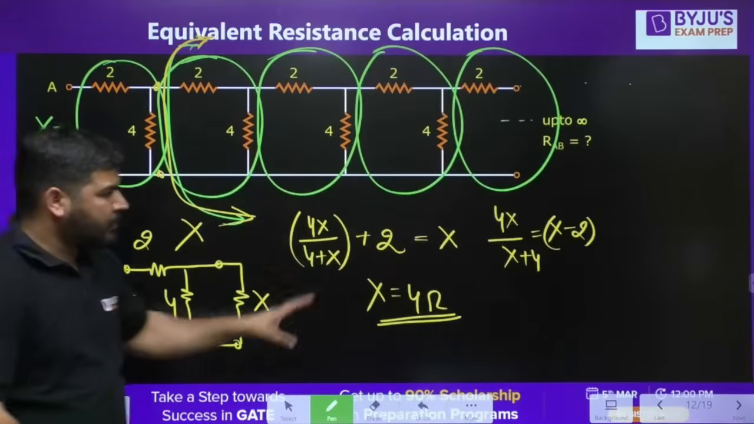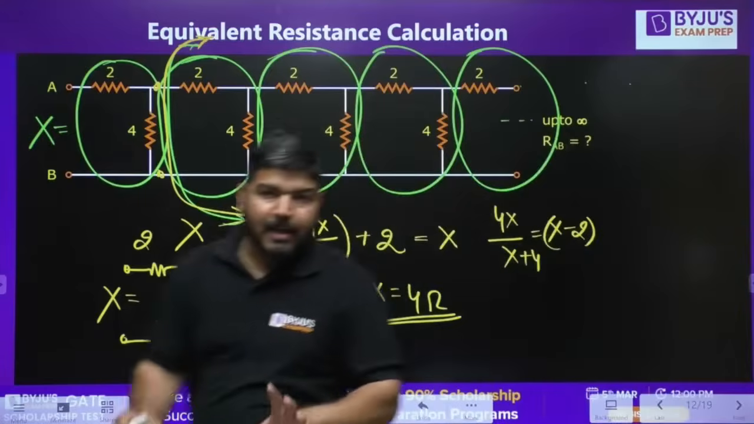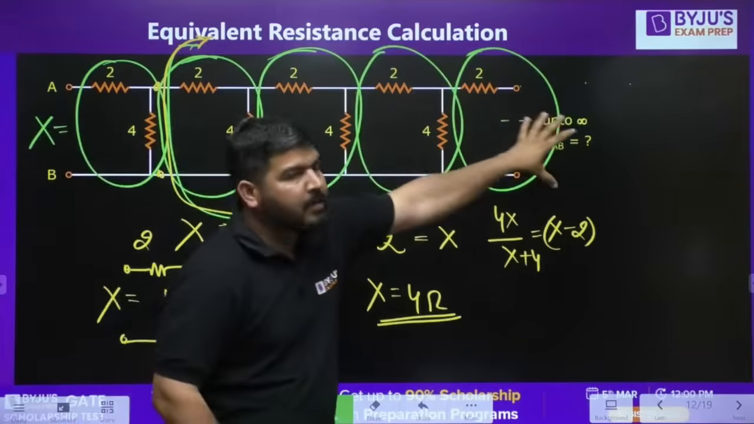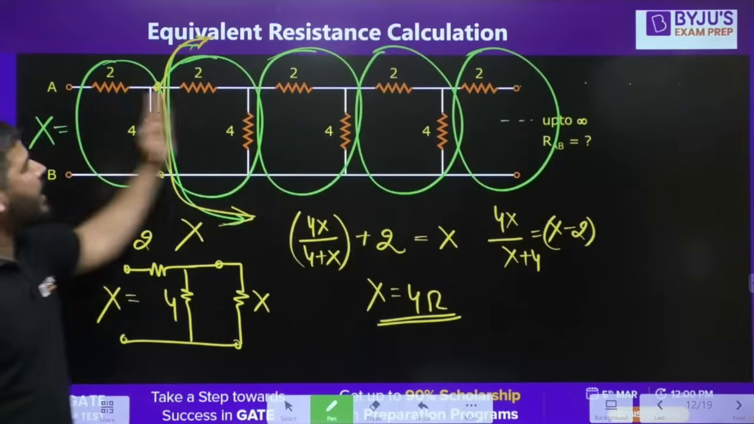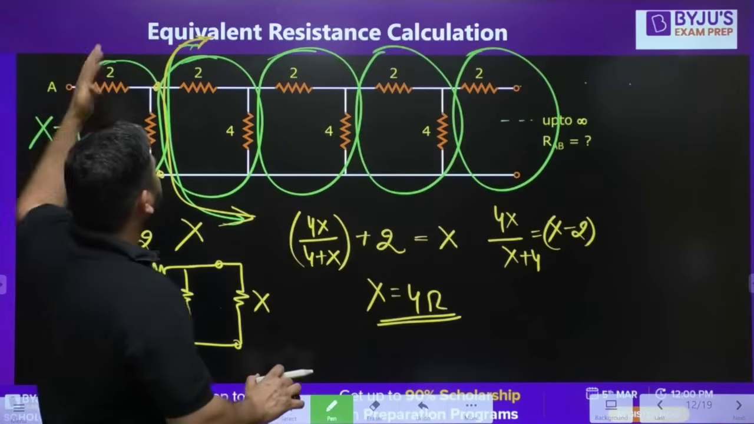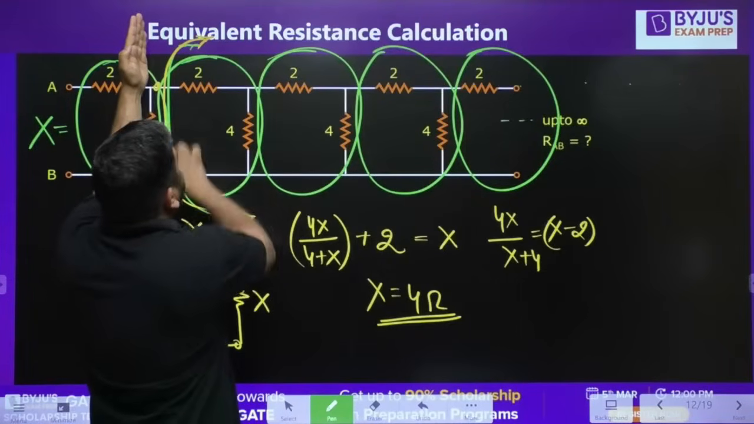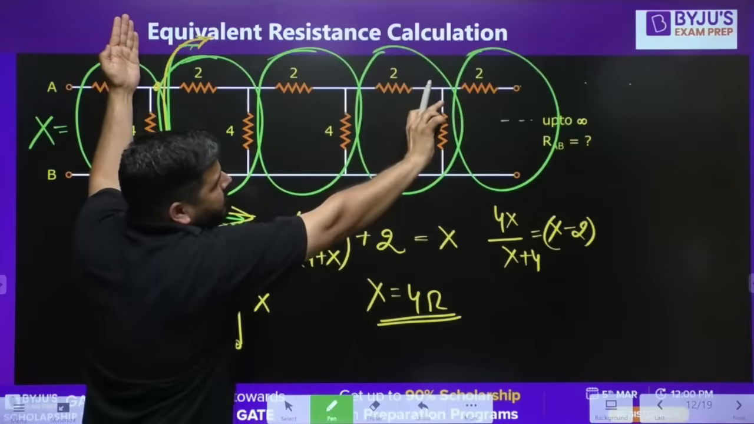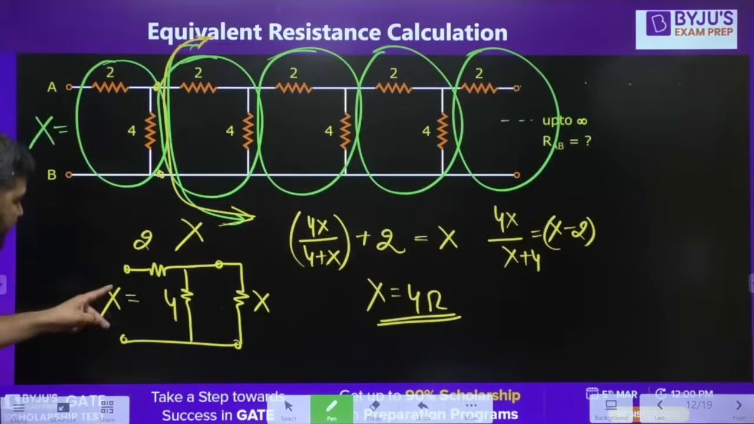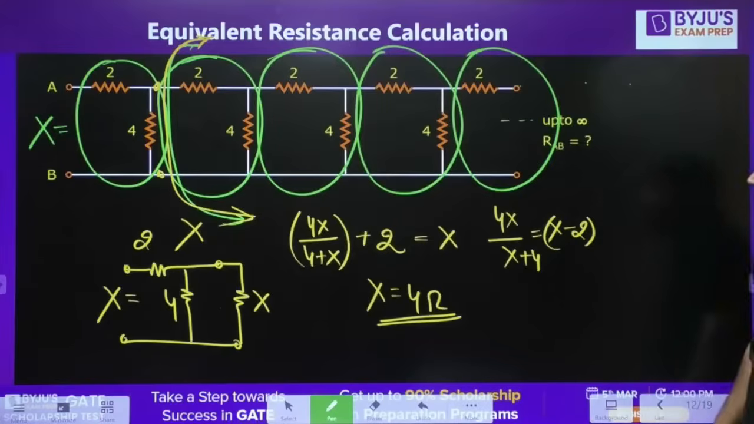Is it clear, guys? The question was very easy peasy. You have to understand the concept of infinite ladder. These are the rings. Equivalent resistance is X. I have assumed that the equivalent resistance is X. If you remove this first ring and look at the infinite ladder from these 2 points, again the equivalent resistance will be X. So you can replace this entire infinite ladder with X, and the resultant has to be X also. So you can calculate the X value. Is it clear, guys?